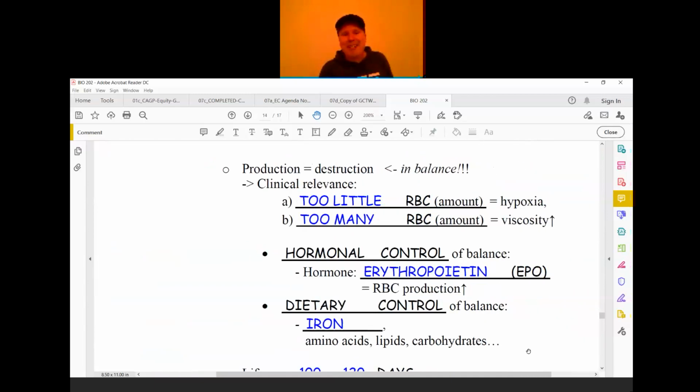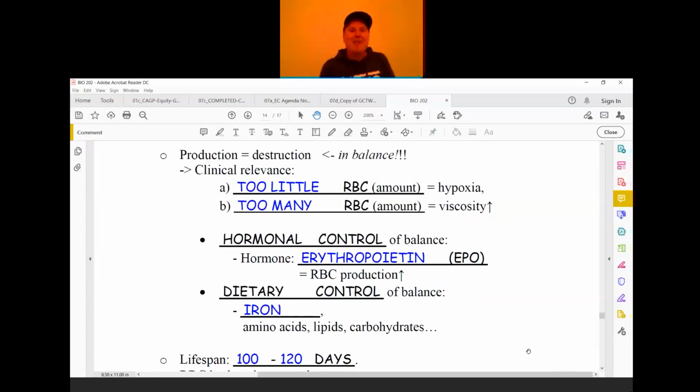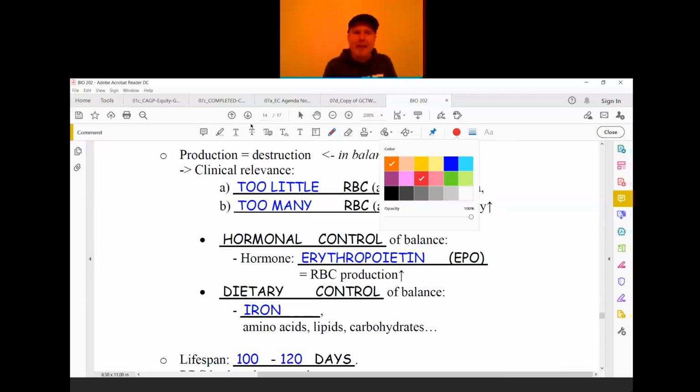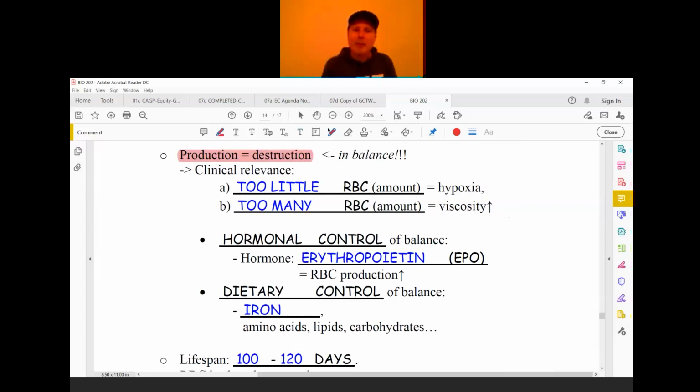Okay, a couple more things about the red blood cells that I want to highlight. We want to aim for a situation where the amount of red blood cells that we make is equal to the amount of red blood cells that get destroyed. So we want to have the two in balance. But sometimes that's not the case. If you have too few red blood cells, we talk about you having hypoxia. If you have too many red blood cells, the blood really becomes quite viscous, so not easy to slide past each other. How do we control the amount of red blood cells in your body? Well, it's going to be a hormone, and this hormone is called EPO.